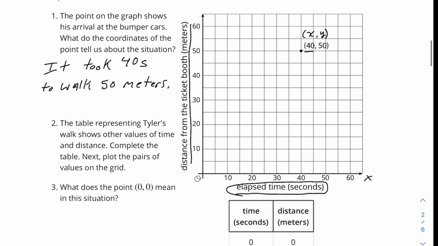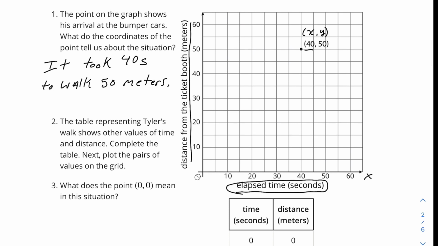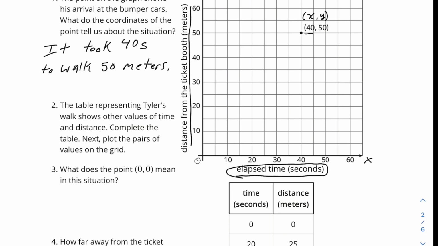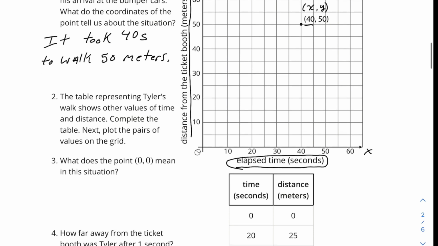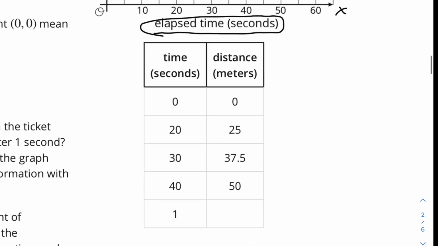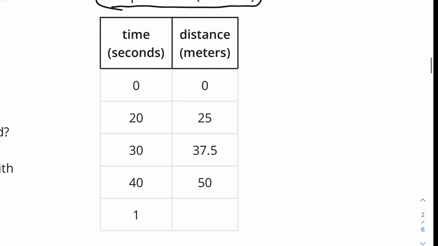Number 2 says, the table representing Tyler's walk shows other values of time and distance. Complete the table and then next plot the pairs of values on the grid. So let's take a closer look at our table here. We know it's proportional. It's got the points 0, 0, 20, 25, 30, 37.5, 40, and 50. And we're missing the one that's next to the 1.